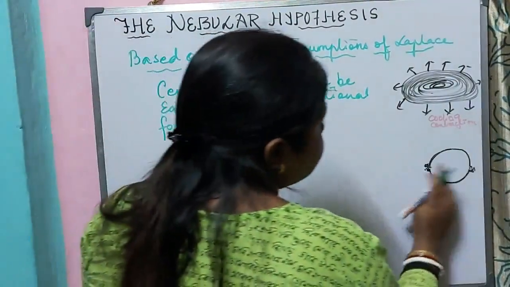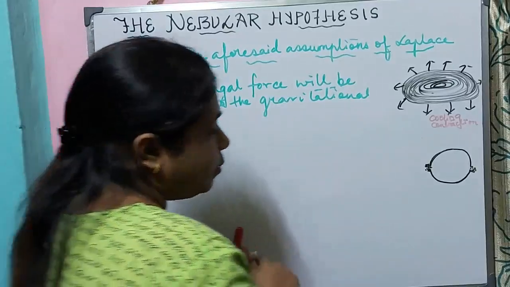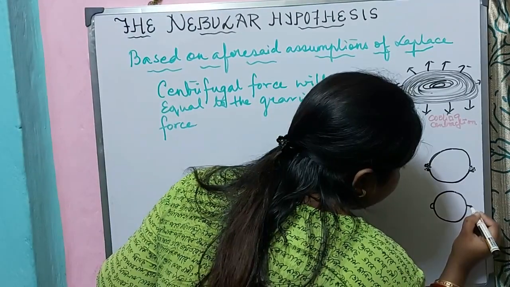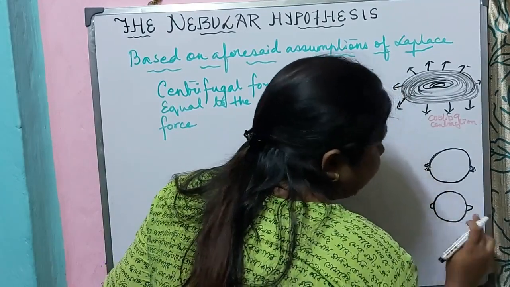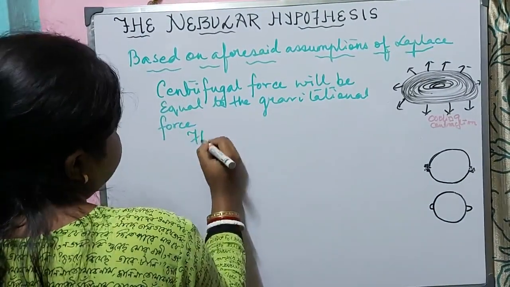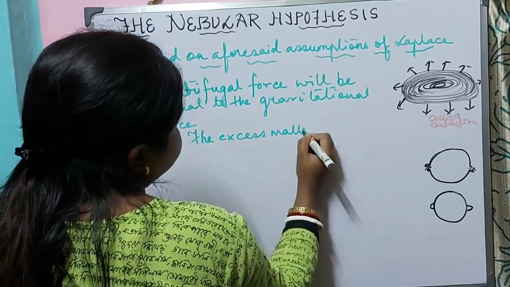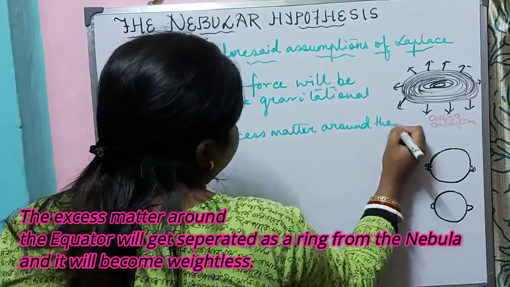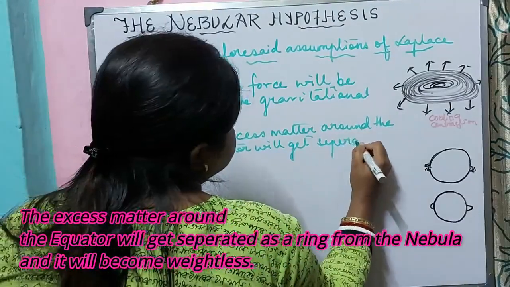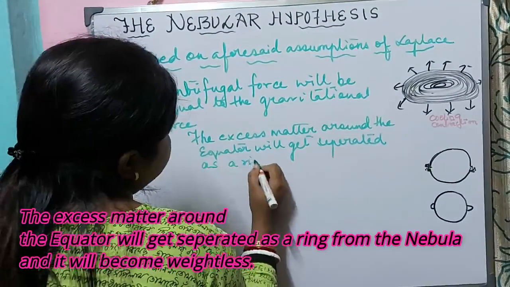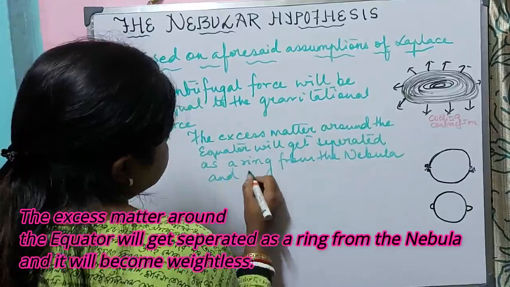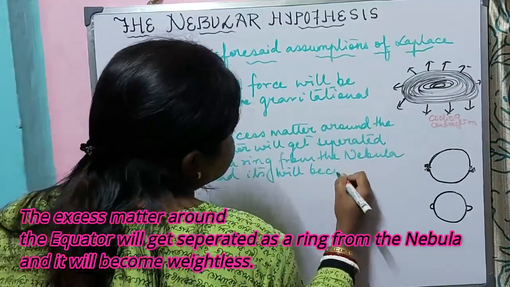What will happen? Here we can see there is some excess matter around the equator. This excess matter which was around the equator will get separated into a ring. So we can say that the excess matter around the equator will get separated as a ring from the nebula, and it will become weightless.